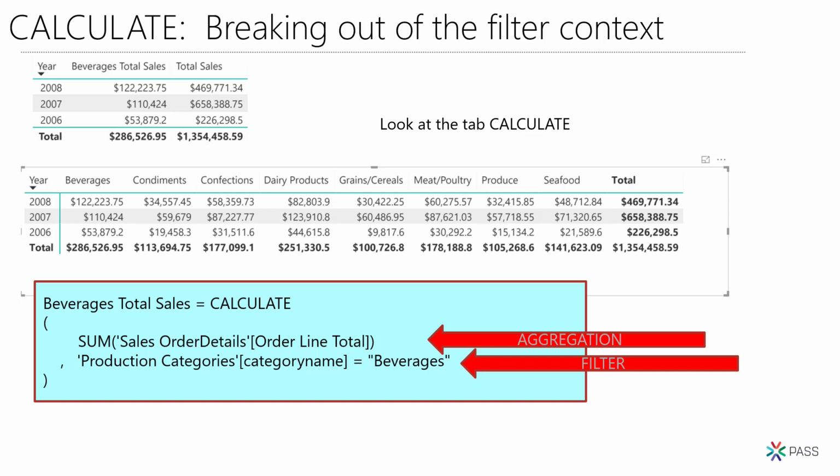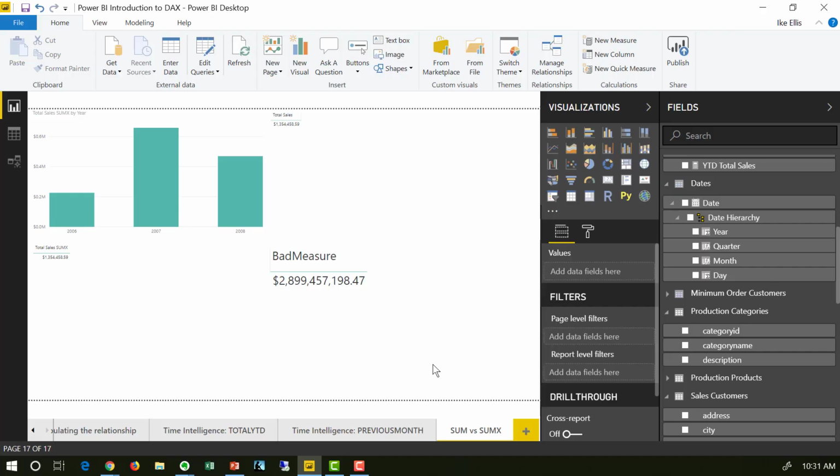So if you look at the calculate function down here in the blue box, you'll see that I am summing order line total just like I did before. It's the same measure that you've seen this entire time with all the previous videos. And I'm saying, regardless of what the user clicks on, pretend that they said that the category name equals beverages. Now, when you override the filter context, it's a good idea to warn the user that you've done that through the name. So let's go back to Power BI and see the calculate function and the filter context in action.